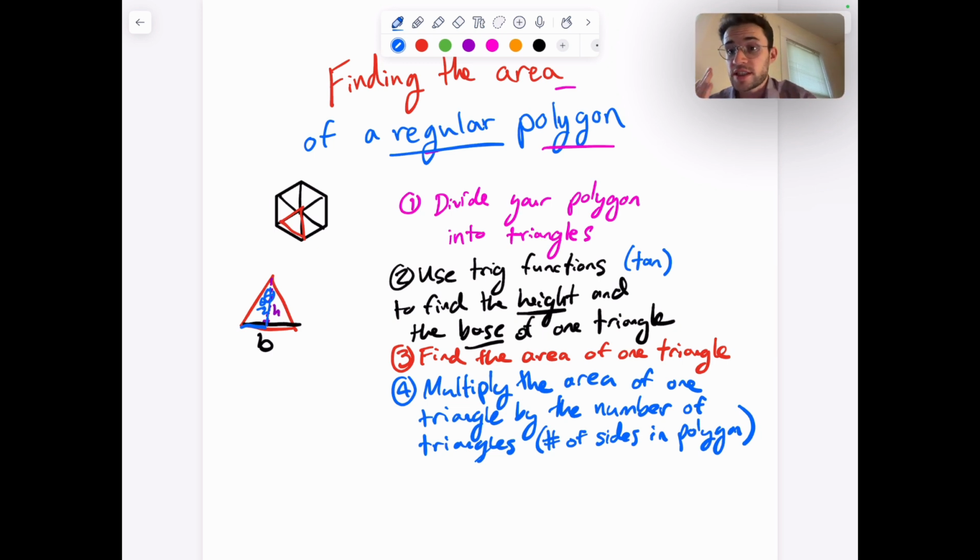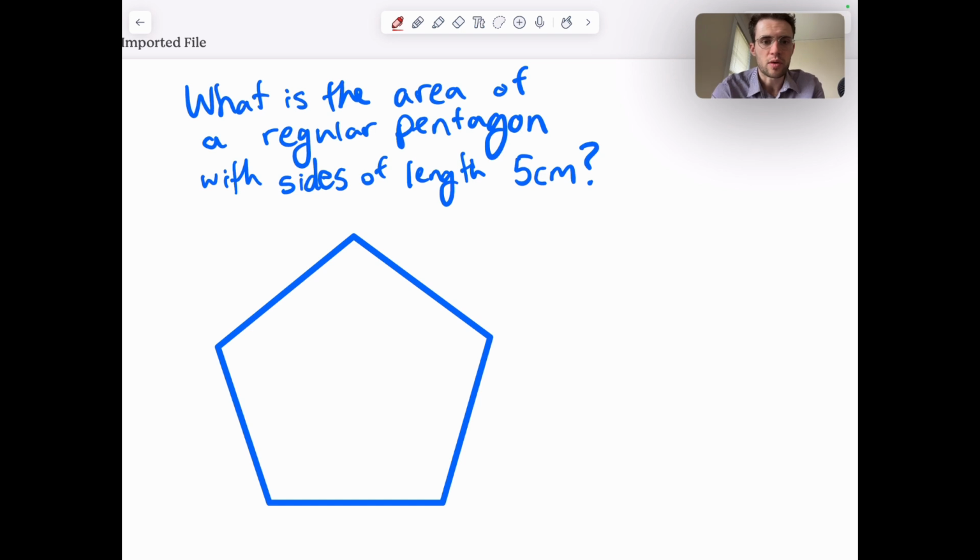I'll go through 4 examples now how to implement this in greater detail. In this question, we're finding the area of a regular pentagon with sides of length 5 centimeters. So regular means that all the sides are the same as each other, all the angles are the same as each other. In this case, that's important because if we know the lengths are 5, they're all going to be 5.